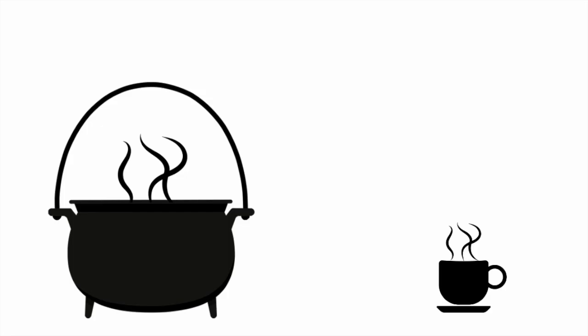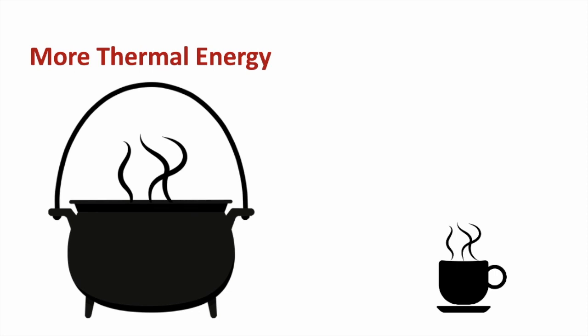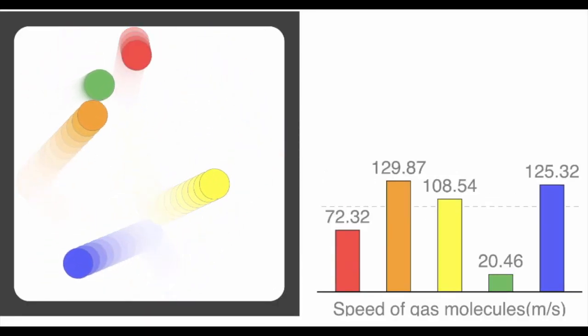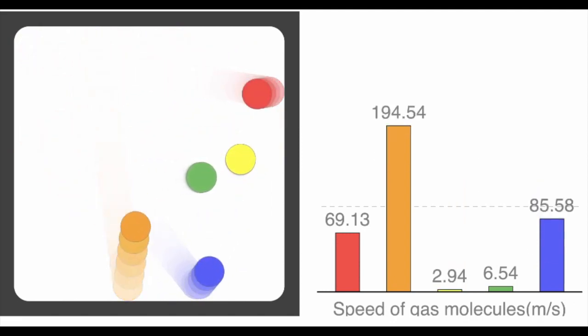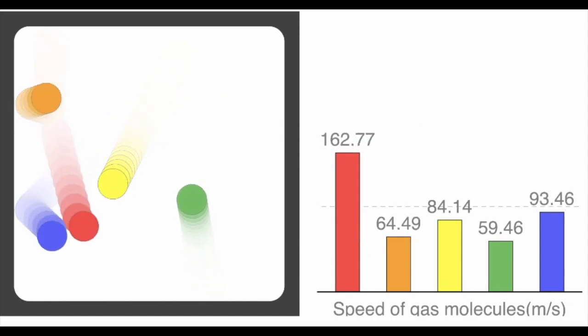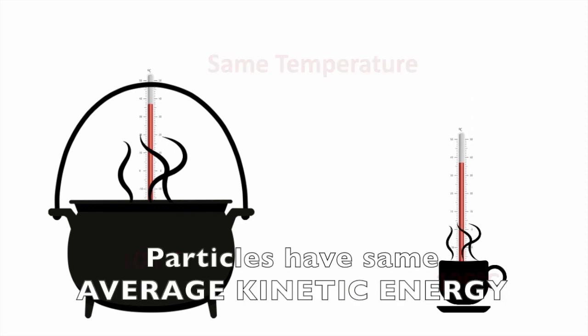Imagine you have two containers of water, and both of them are different sizes, but both of them have the same temperature. Now, the one on the left has more thermal energy because it has more particles that are moving. But just like in the cup, some of the particles are moving really fast and some of the particles are moving slowly. And since temperature has to do with the particles and how they are moving, if both containers are at 100 degrees, the average of the kinetic energies of the particles is going to be the same. So they both have the same temperature.